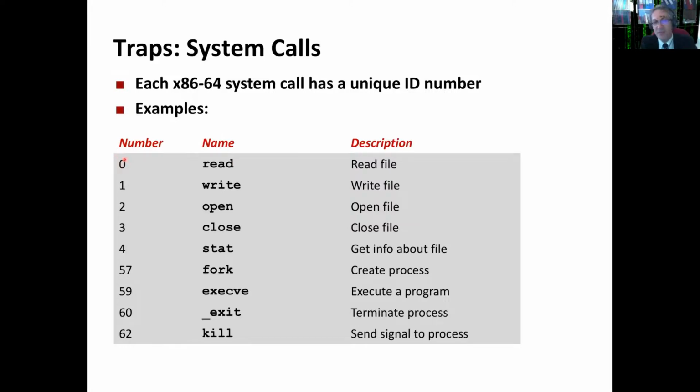Number 0 means I want to read a file. Number 1 is write a file, then open a file, close a file, get information about a file, fork to create a process, execute a program, exit, or kill. You will learn all about these. These are all different system calls with their own unique IDs, so they will all appear in that exception table, or interrupt vector.